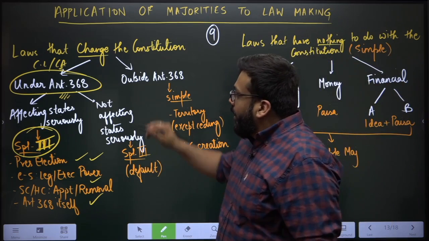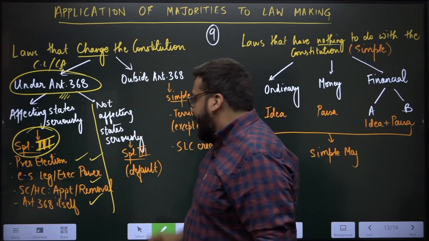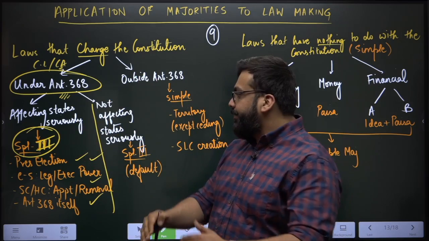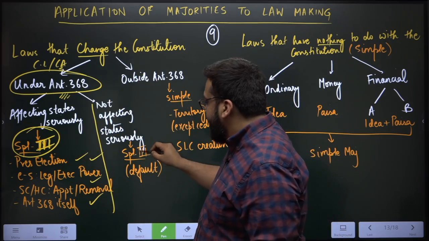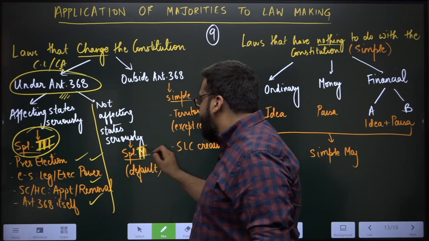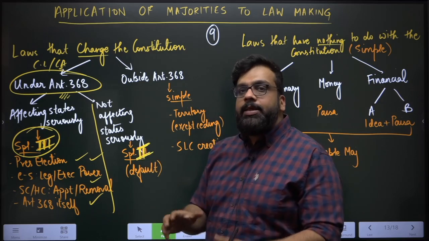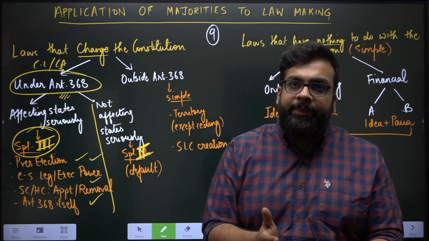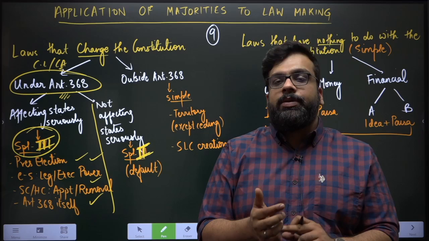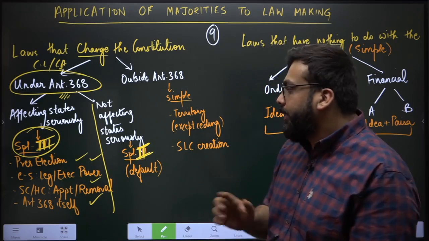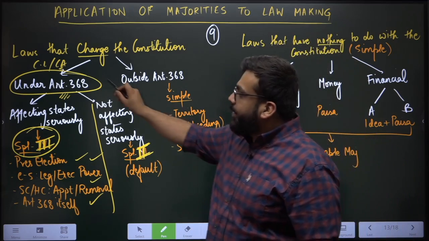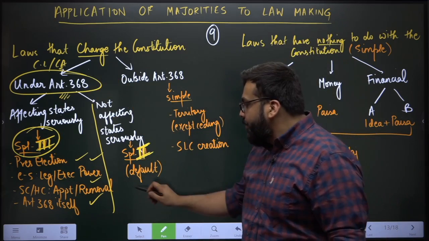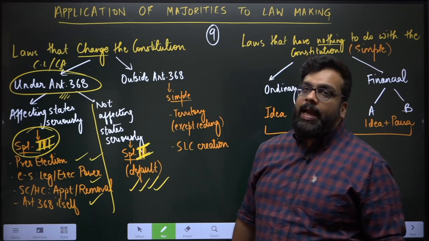Now, if that's not the case, if it's not affecting states seriously, then you will require special majority 2, which is more than 2/3 of present and voting and more than half of the total strength of the House of the Lok Sabha and the Rajya Sabha. If it is under 368 and it is not mentioned, you will always assume this as your majority.